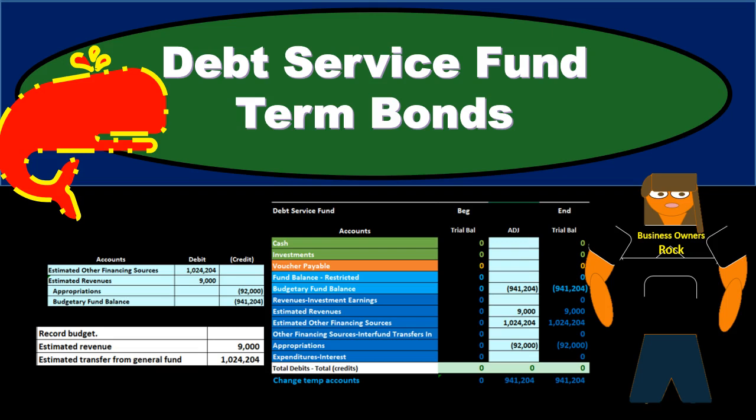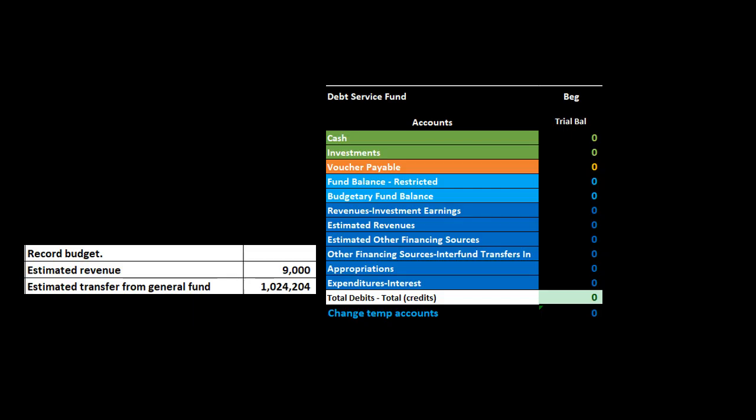In this presentation, we will take a look at an example problem related to the debt service fund and term bonds. Information is going to be recorded to a trial balance. The trial balance is going to have a beginning balance. We'll then enter the adjustments to the ending balance.